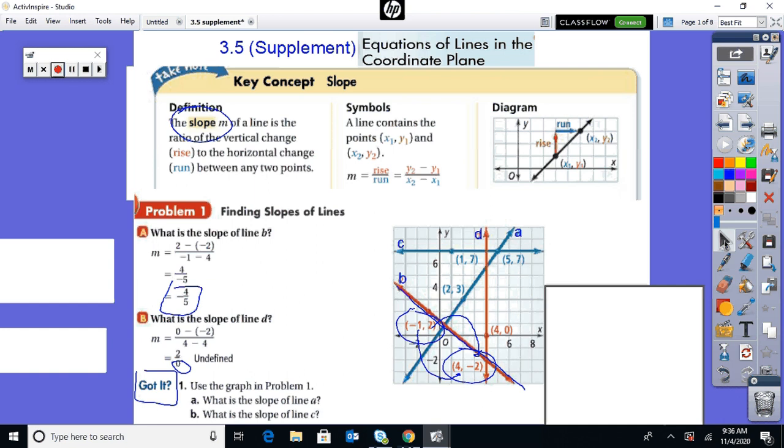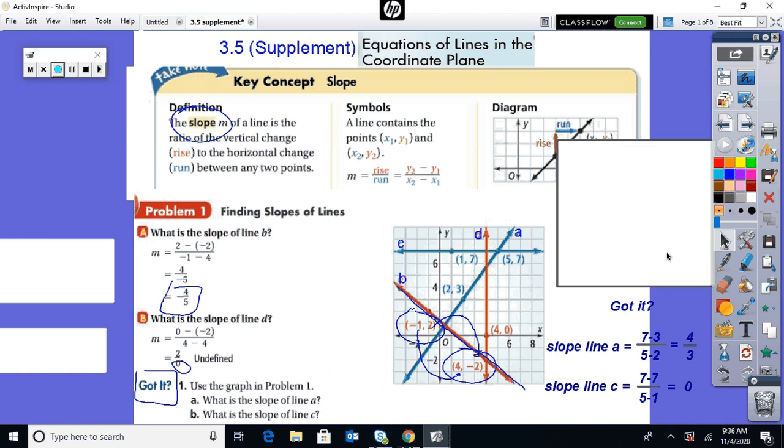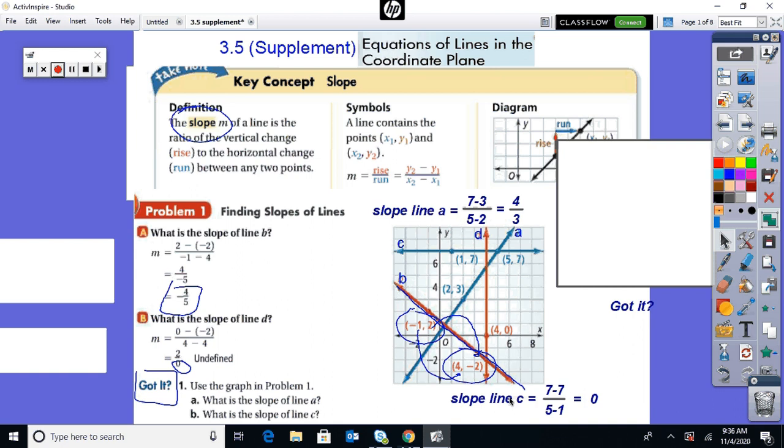Welcome back. So hopefully you got 4/3 for A and 0 for C. Horizontal lines, of course, all have a slope of 0. A is uphill, rise 4, run 3.